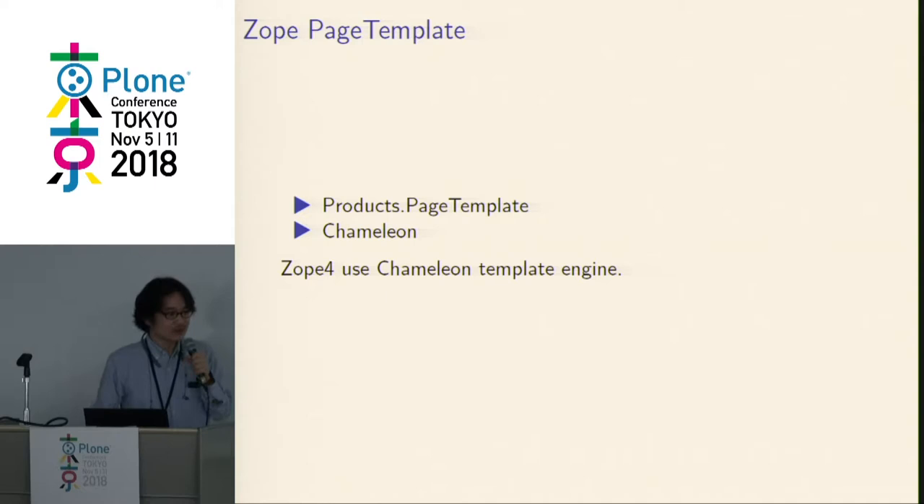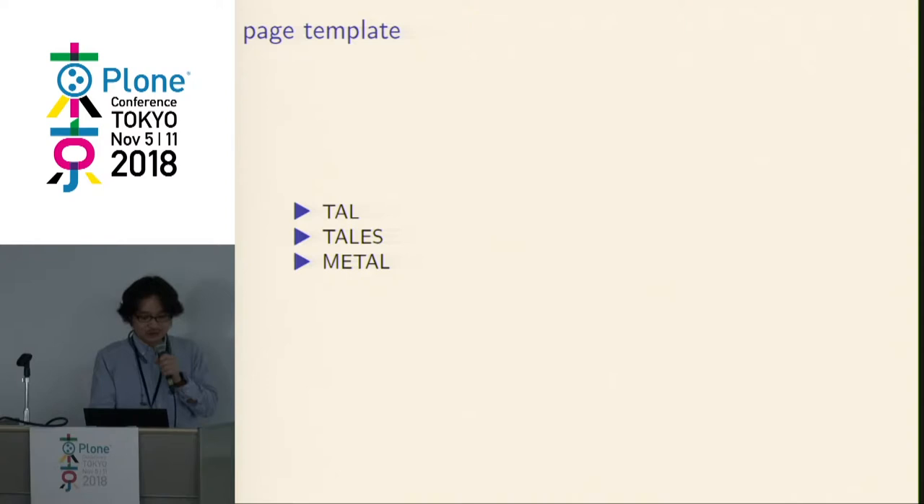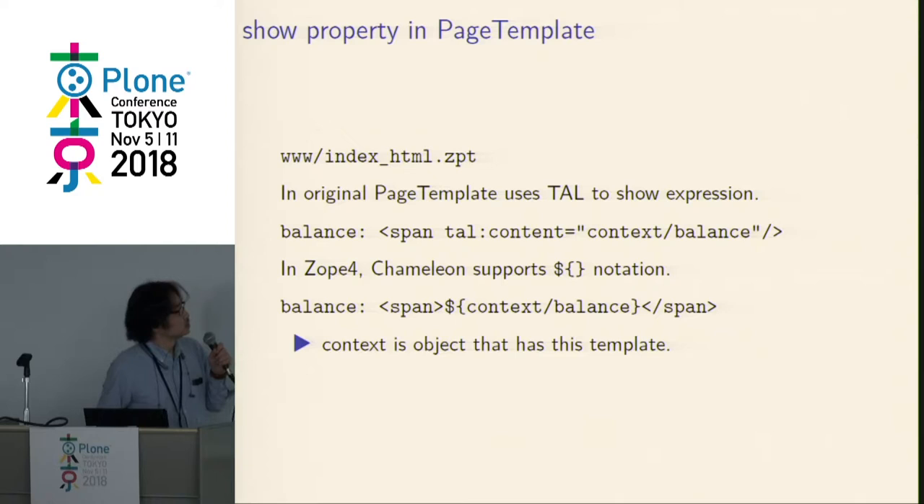To publish the object, use a Zope page template. This is in Products, page template, and Zope 4 uses the Chameleon template engine. Page templates have TAL and METAL. I use it to show a property in the page template. The original template uses the tal:content directive, but in Zope 4 we use Chameleon. Chameleon supports dollar curly brace notation.